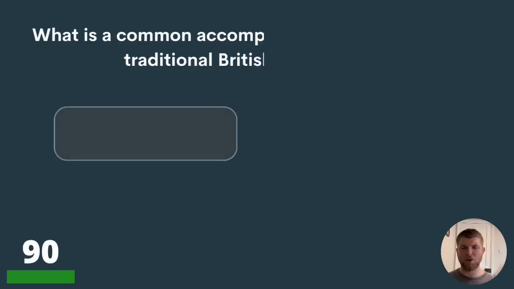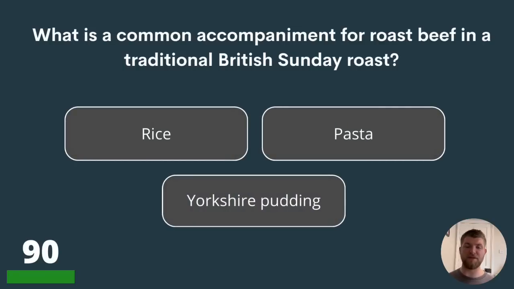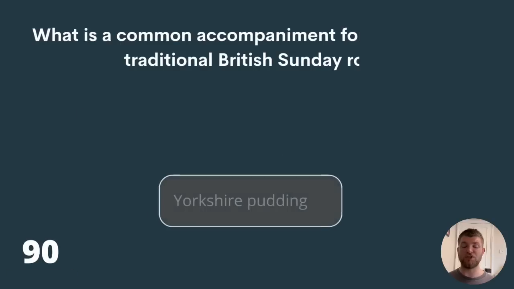90. What is a common accompaniment for roast beef in a traditional British Sunday roast? Rice, pasta, or Yorkshire pudding? If you're having roast beef for your Sunday roast, it's traditional to have a Yorkshire pudding too.